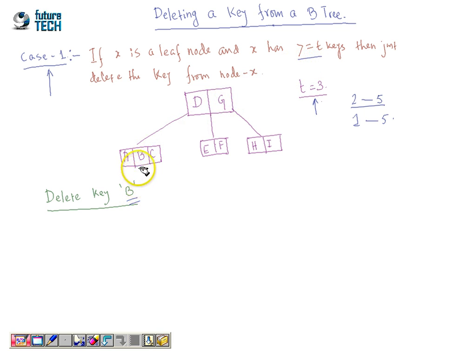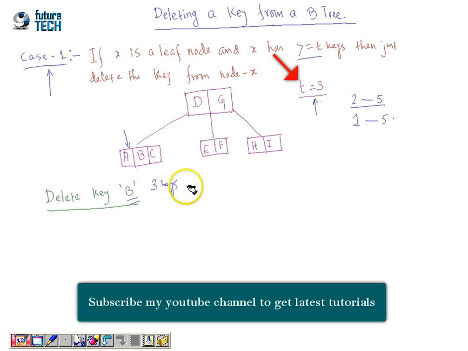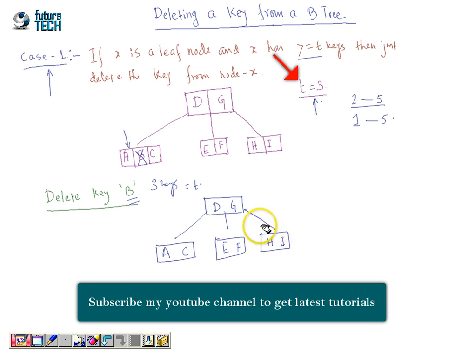Now we have located B here in this node. First of all, you need to search the key, and if the node containing the target key is a leaf node, yes, it is a leaf node, as we can see, and it contains 3 keys which is equal to T, so we can just remove this, and that's all. After deleting B, the tree will be something like this, TG. So this is the first case.